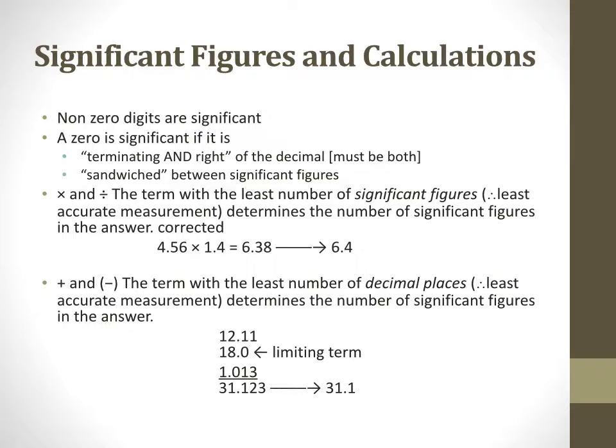For addition and subtraction, you're also looking at whatever is the least accurate measurement. So the term with the least number of decimal places is going to determine the amount of significant figures in the final answer. So in the example given here, you have three numbers that you're adding together, and one of them only has three significant digits, so your final answer is also going to have three significant digits.